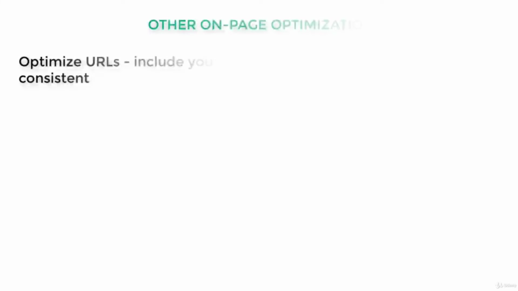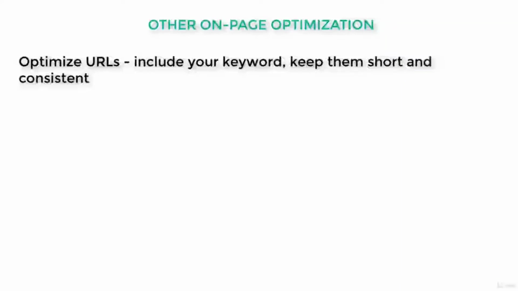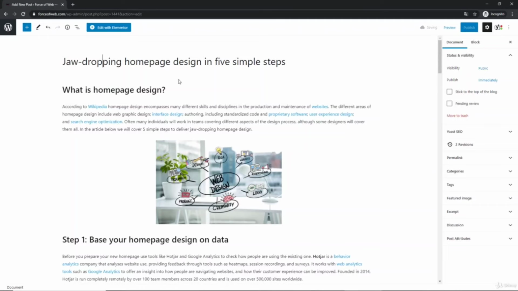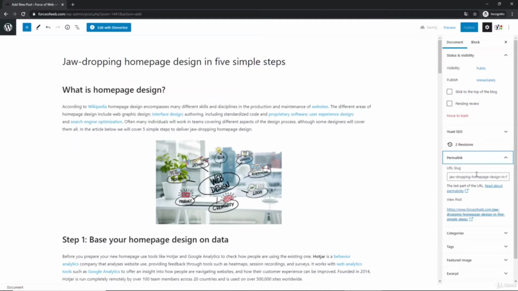Apart from content optimization, you should take care of the URL. It should also contain your keyword and be as short as possible. Also, links should be consistent with other pages on your website. You can change the link by clicking on the title of the blog post and clicking Edit next to the permalink which is displayed. We will change it to Homepage Design Guide with dashes.